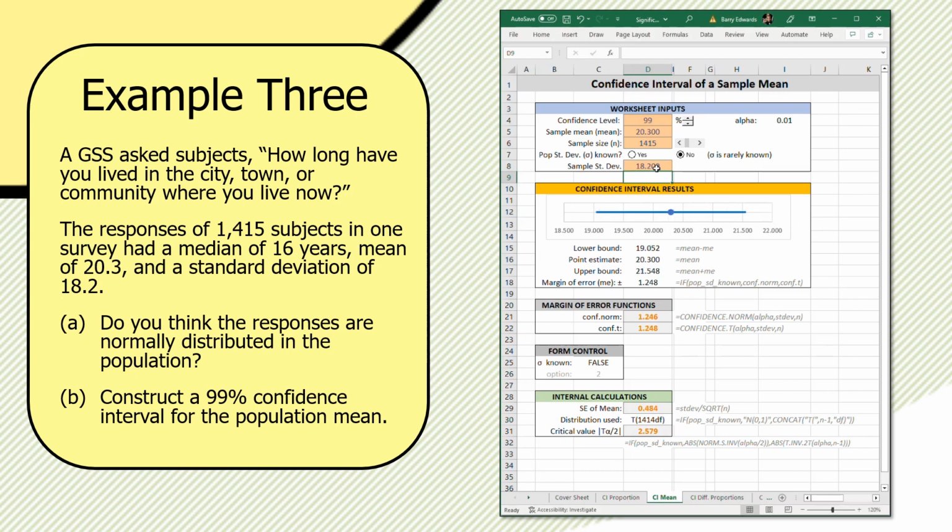Now we see our 99% confidence interval graphed. It centers at the sample mean, 20.3 years, but its lower bound is 19.052 years, and its upper bound is 21.548 years. So the plausible range of values for the population mean is anywhere between 19.052 and 21.548.